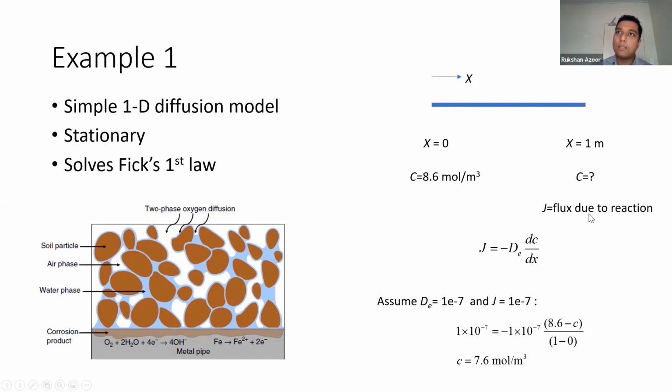But we know that there is a flux due to some reaction. Now, in my case, I say that the reaction is a corrosion reaction, but it can be something else as well. So this is Fick's first law. J is equal to minus dE times the gradient of concentration. dE is called the effective diffusion coefficient. The reason it's effective is because we have both water and air, and diffusion happens differently in these two mediums. So an effective diffusion coefficient basically takes into account both these factors, and we can consider it to be one number. So any questions up to there?